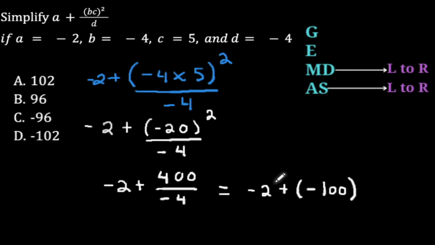Okay, and so we're adding two negative numbers together, meaning that the answer is going to be more negative than it already is, that you see right here, right? So we're adding negative 2 and negative 100 together, which gives you negative 102. So the answer is answer choice D. So let's move on to some more problems.